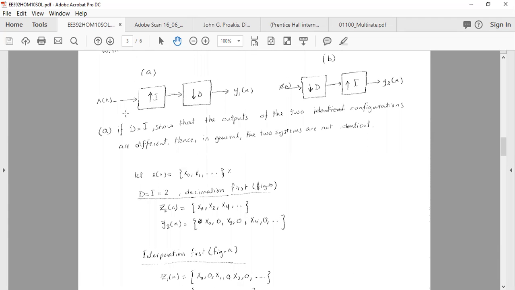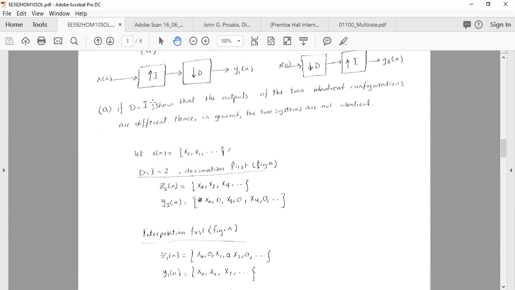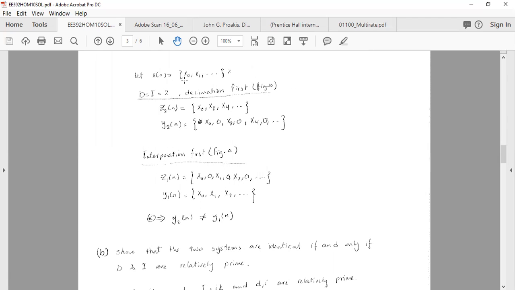Now, if we perform the upsampling first, we have the same signal. After every value, there will be a 0 that we add. So we have x0, then a 0, then x1, then a 0, then x2, and a 0, and so forth. What you can see is that when you are interpolating, you are adding I minus 1 zeros between samples.